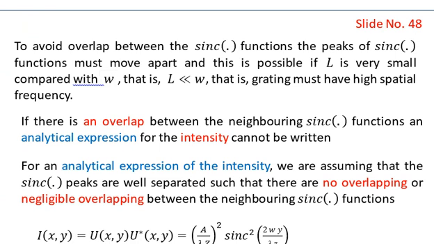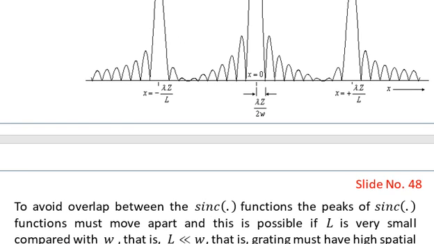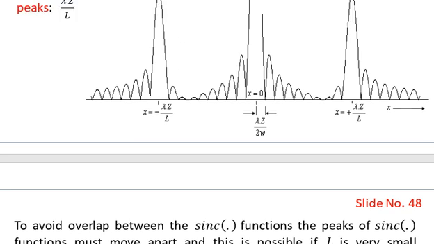So to avoid the overlap between the sinc functions, the peaks of the sinc functions must move apart, and this is possible if L is very small compared with W, that is L is less than W. You know that W is the spacing between the two grating lines, and W is half the width of the square aperture, and the total width of the square aperture is 2W. So we are assuming here that L is much less than 2W, or you can also say that L is much less than W. That is, the grating must have high spatial frequencies, and this is also obvious from this L in the denominator of this figure.